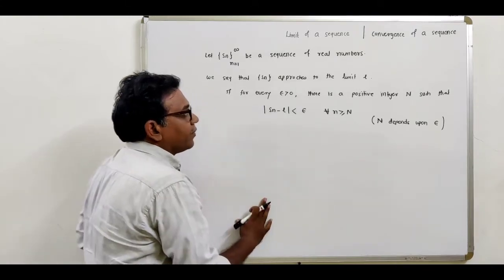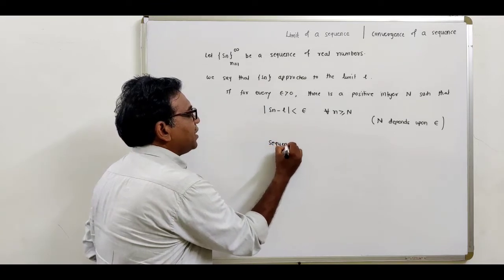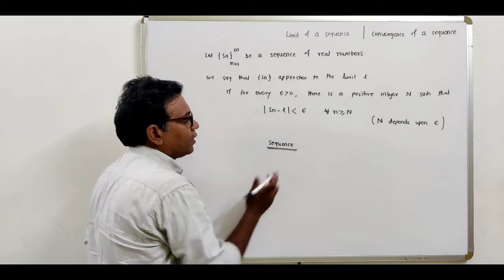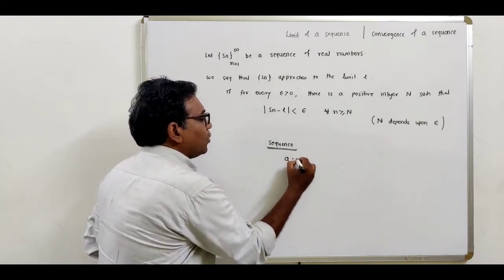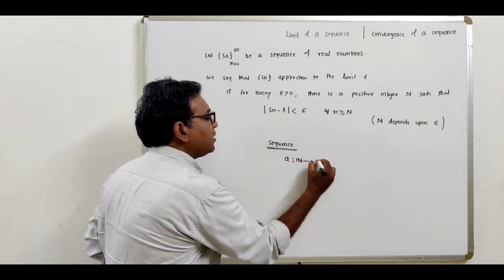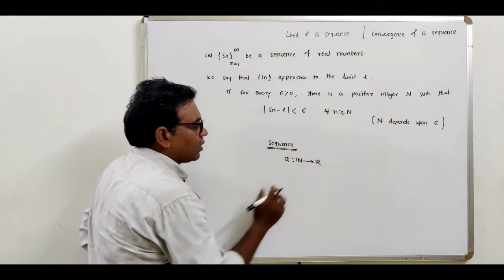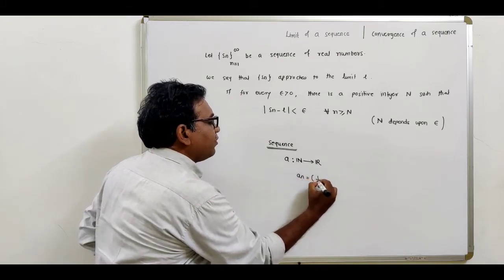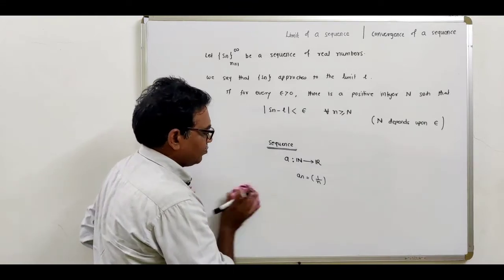Now see, last time we have seen the definition of a sequence. What is the definition of a sequence? A sequence is a function whose domain is the natural numbers and codomain is the set of real numbers. This is called a sequence. For example, we can take the sequence a n equal to 1 upon n. This is an example of a sequence.